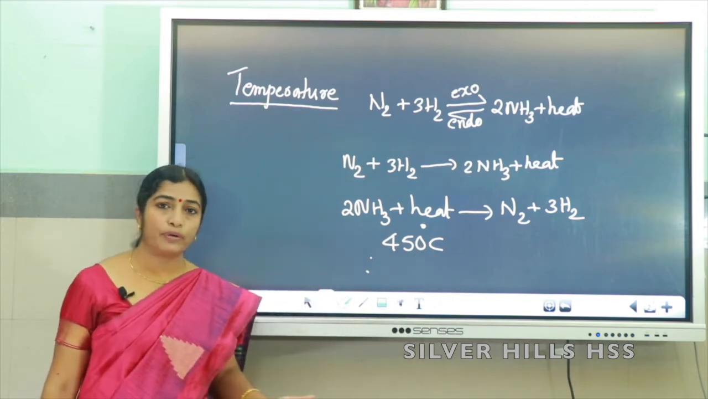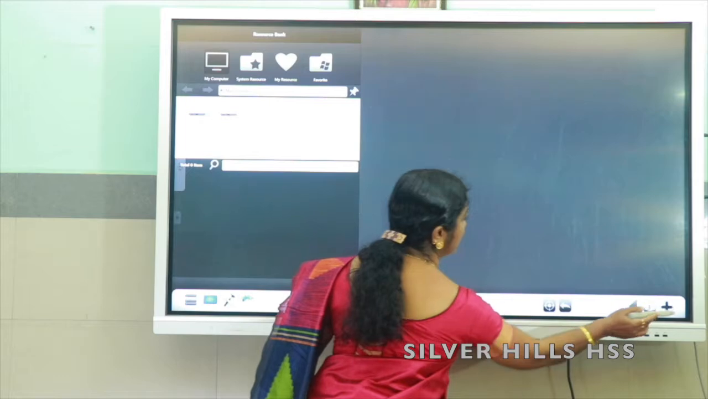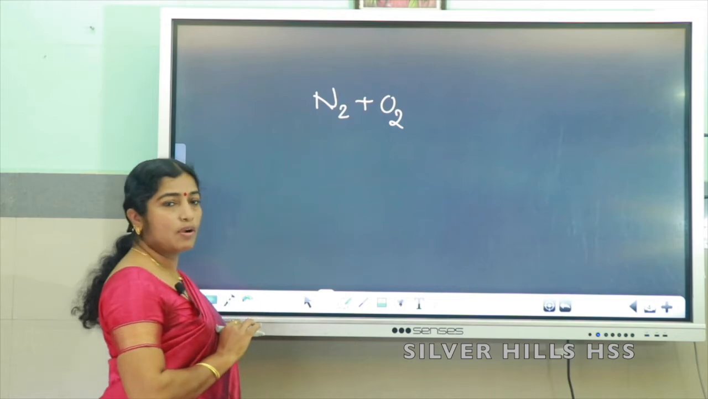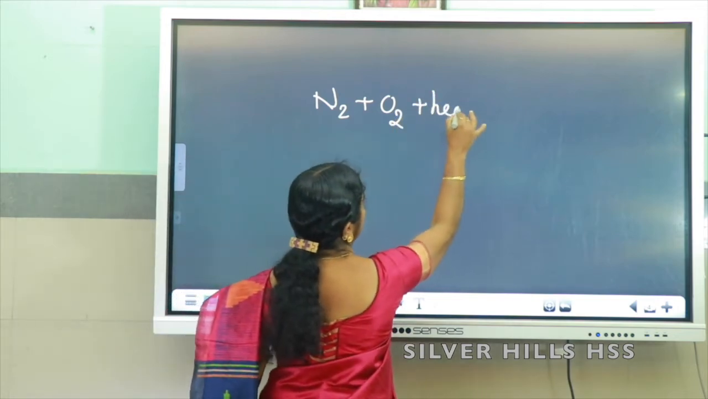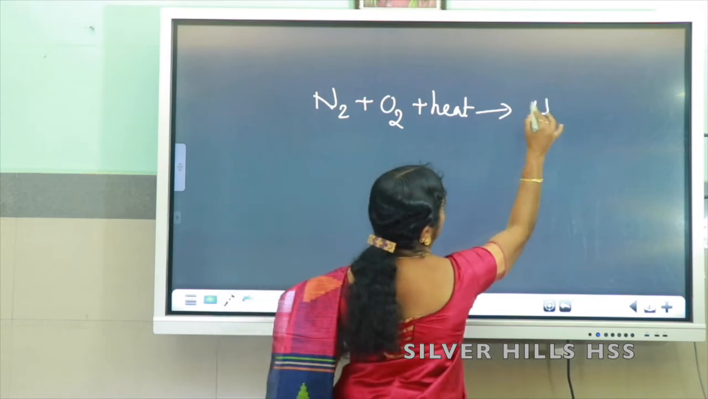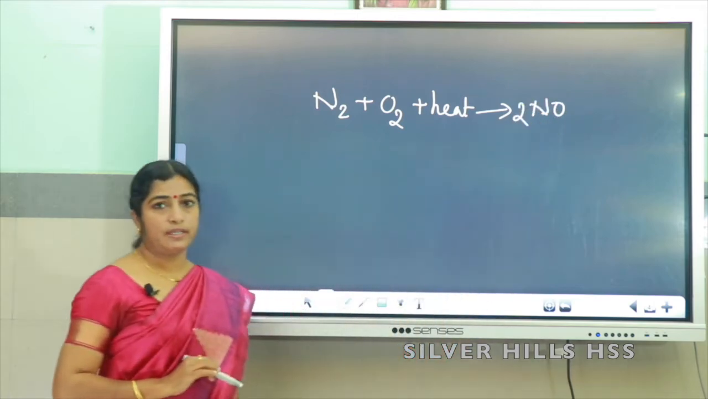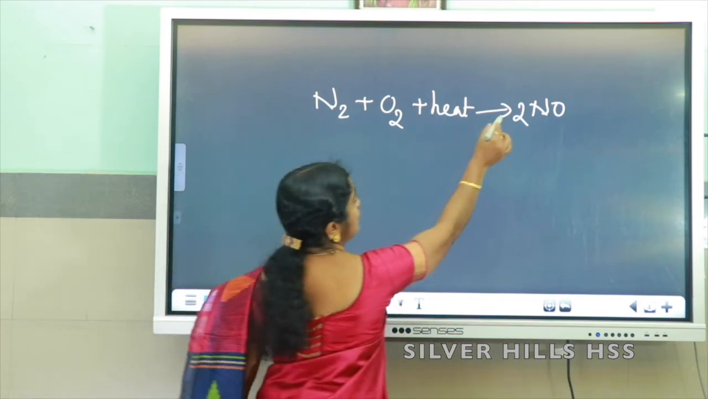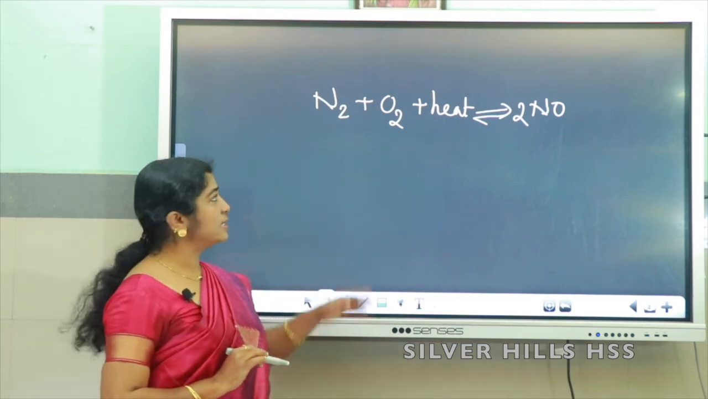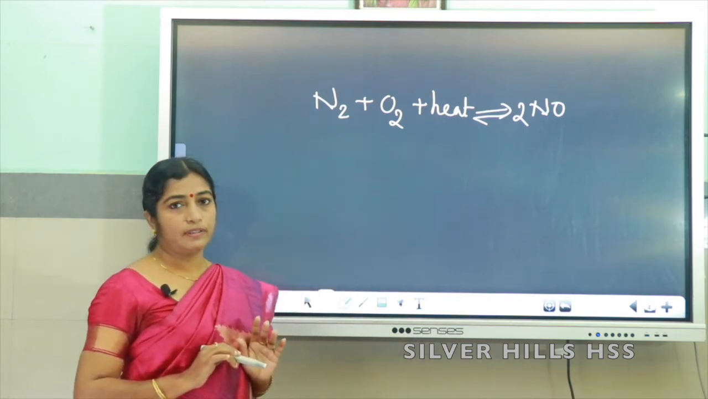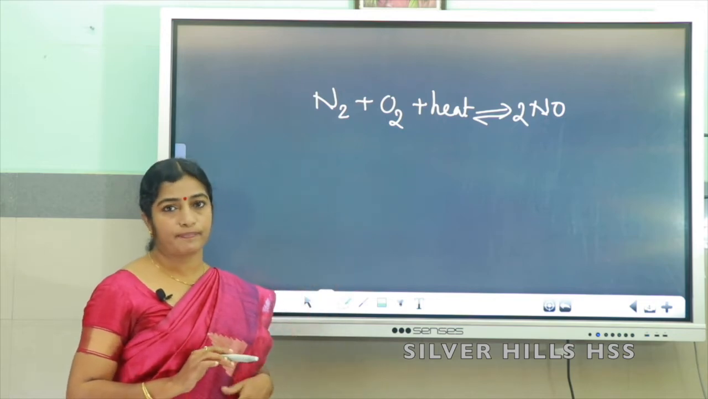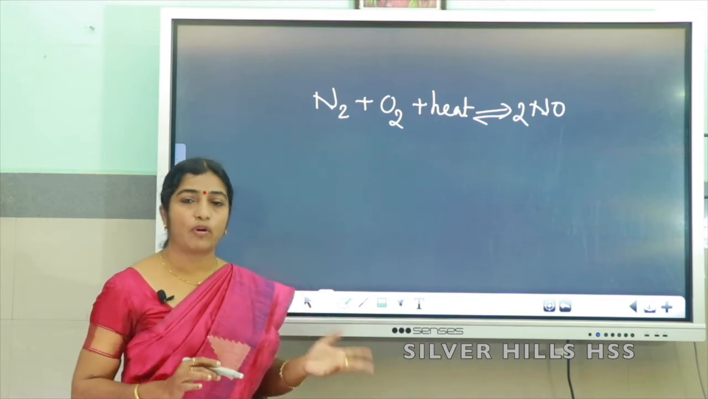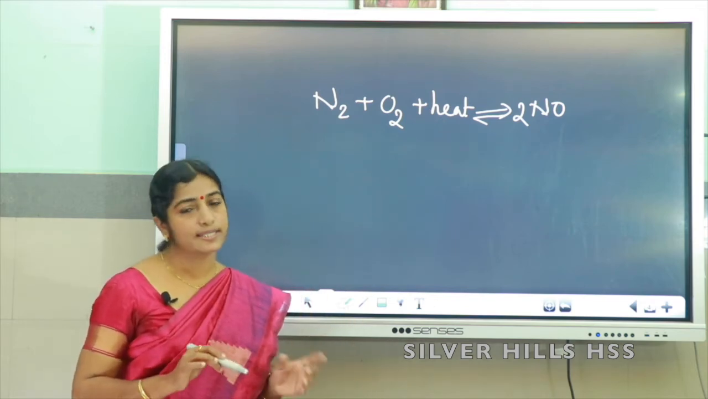Let us consider one more equation to explain the effect of temperature: the reaction between nitrogen and oxygen. When nitrogen and oxygen combine together, nitric oxide is formed. Here nitrogen and oxygen absorb heat energy and form nitric oxide, and it is a reversible reaction. Suppose the system is at equilibrium and we are increasing the temperature of the system. On increasing the temperature, the equilibrium changes. But according to Le Chatelier's principle, it tries to reduce that temperature.